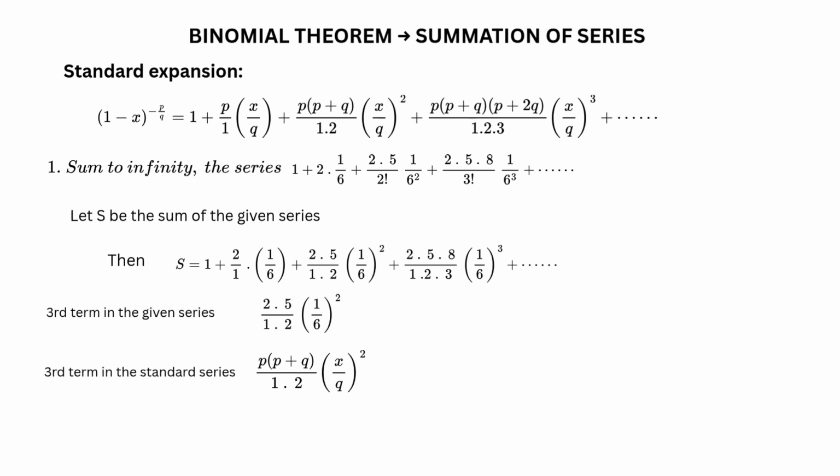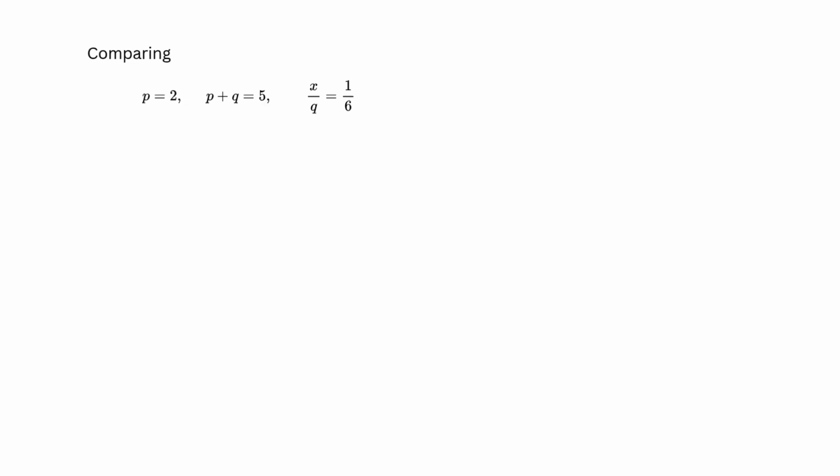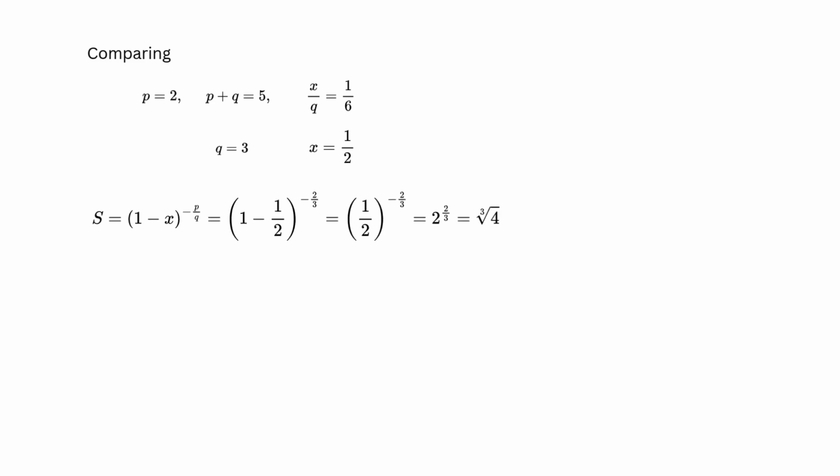By comparing the two expressions, we get p is equal to 2, p plus q is equal to 5, h by q is equal to 1 by 6. Hence q is equal to 3, h is equal to 1 by 2. Now apply the standard result. S is equal to 1 minus h whole raised to minus p by q. Substituting the values, S is equal to 1 minus 1 by 2 whole raised to minus 2 by 3. This simplifies to 1 by 2 whole raised to minus 2 by 3 equals 2 raised to 2 by 3 equals cube root of 4. Therefore, the sum of the given infinite series is cube root of 4.